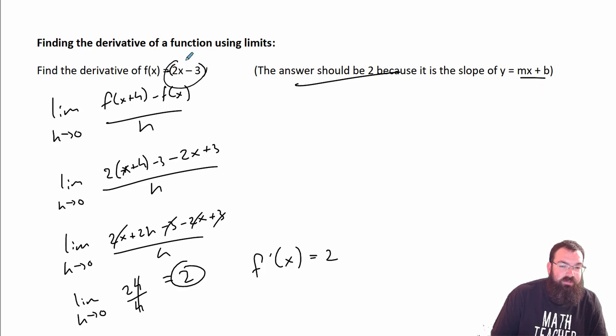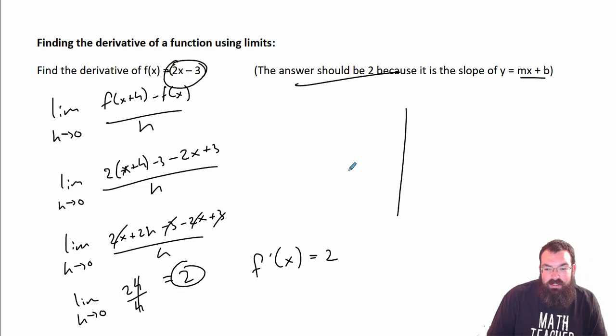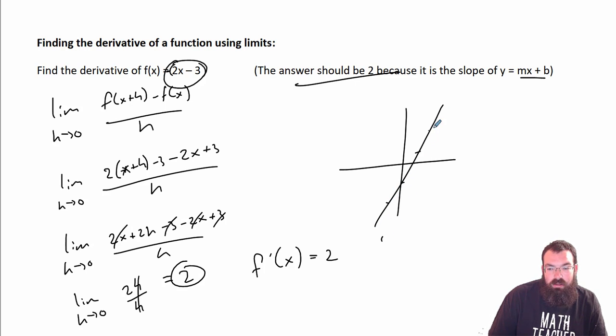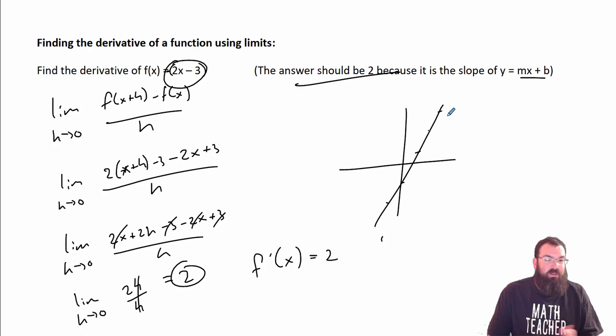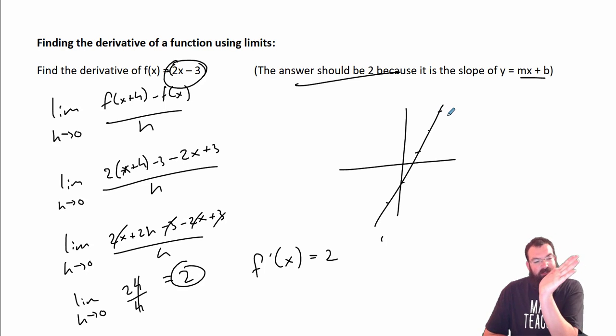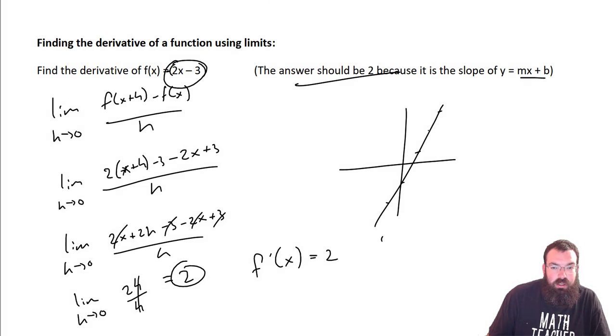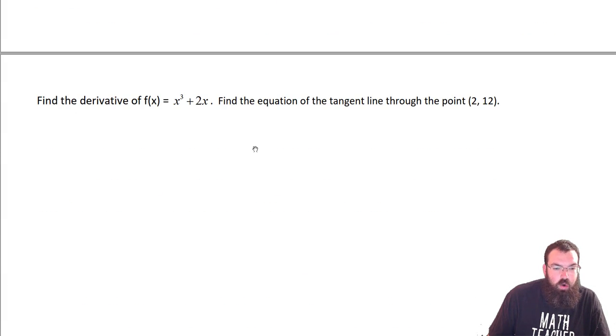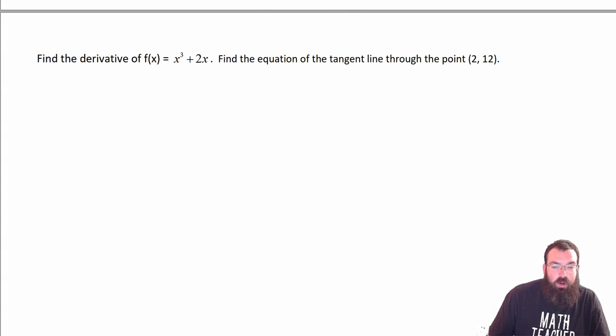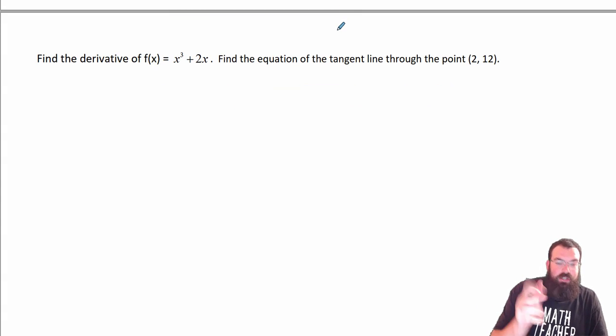Now this was a linear function, that's why you can tell already. And the reason why it's 2, because if I graph this line, it's going to look something like this, and no matter what point you are on that line, the slope is always going to be 2 because it is a linear function, and linear is always straight. Fantastic. Great and good to know. This one's going to be a little more complicated, but we're going to do it.